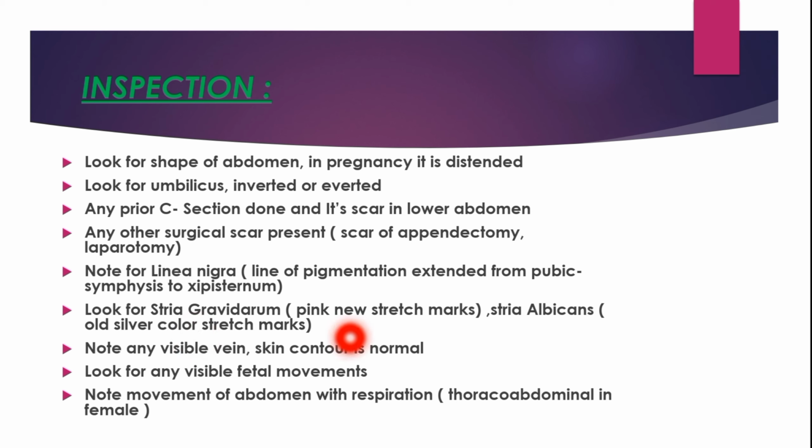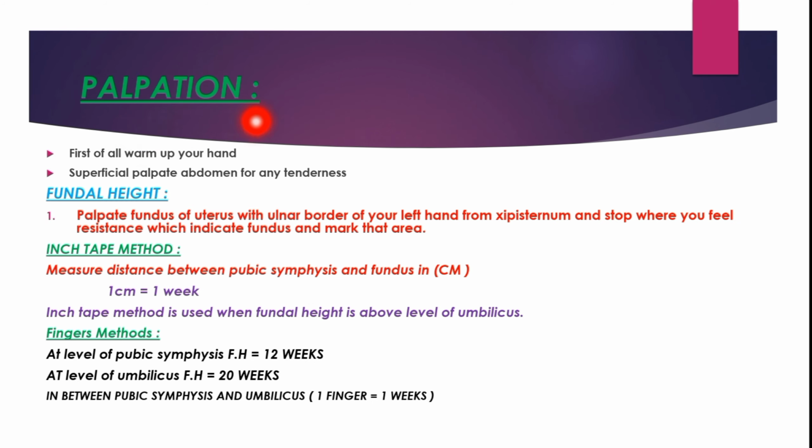Also check the skin contour, and also look for the visible fetal movements, and similarly also note the movement of the abdomen with respiration. In females, the respiratory movements are thoraco-abdominal. The second step in the obstetrical examination is palpation.